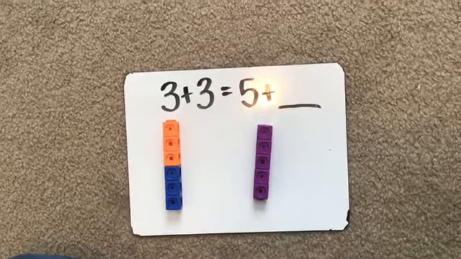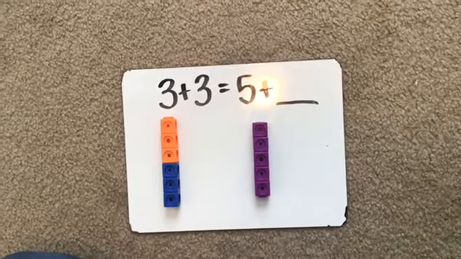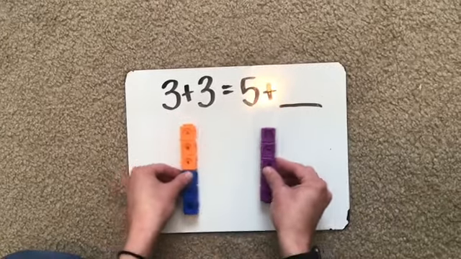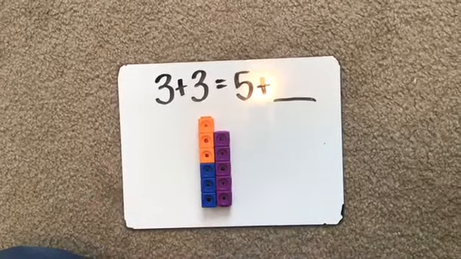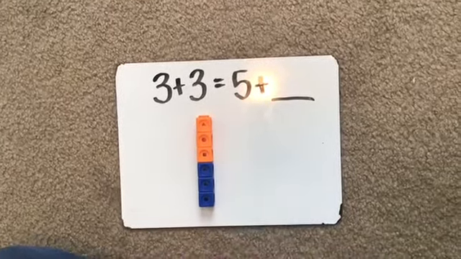How many more do you think I need to add to this side to make this side equal to 6? Well, if I put these together, I see that for them to be equal, I need to add one more cube.